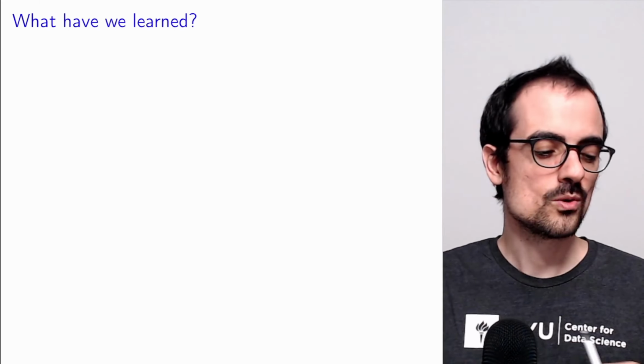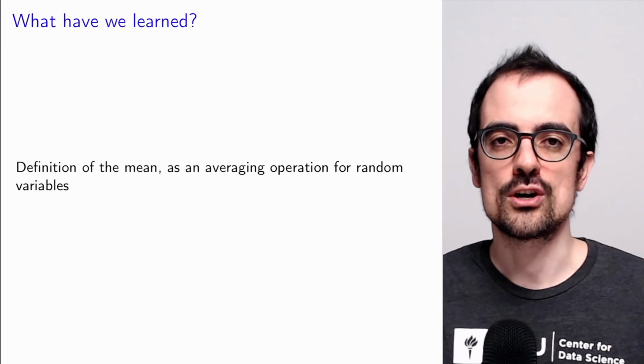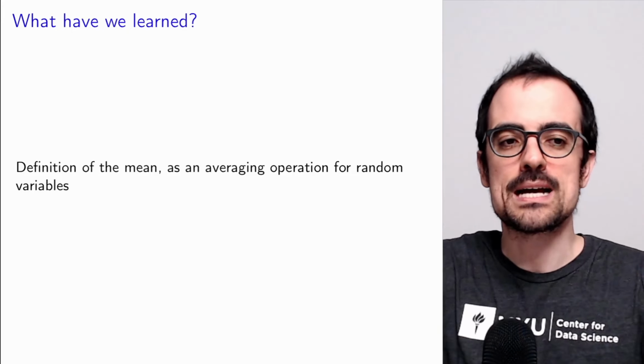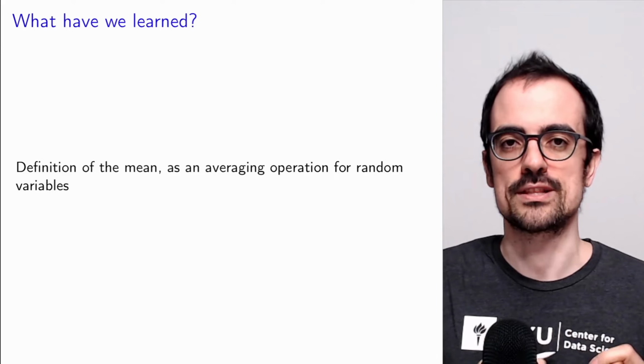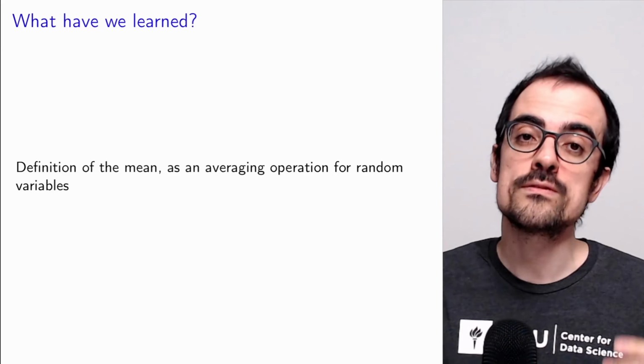So what have we learned? We have learned a definition of an averaging operation that can be applied to random variables, which we call the mean, and we can apply it to discrete random variables, continuous random variables, and even functions of random variables.